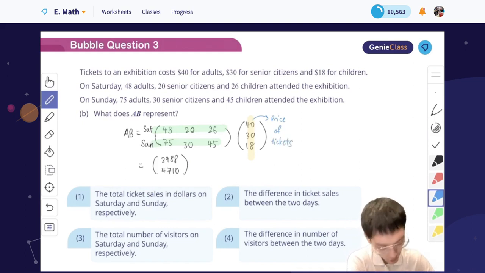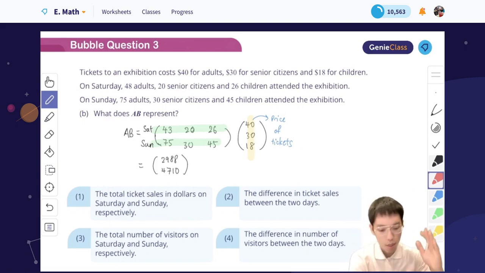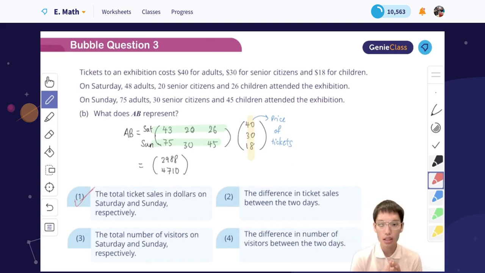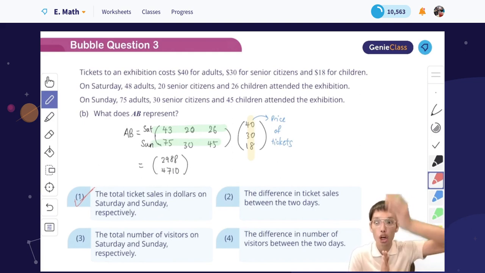Now, if we try to picture, this is actually price of tickets times number of people. What is it going to be? In this case, based on the answer, it's total ticket sales. So that's where most of you got it. Now, some of you actually answered number 3, but number 3 is not the answer, because take note, total number of visitors is actually summing my column.